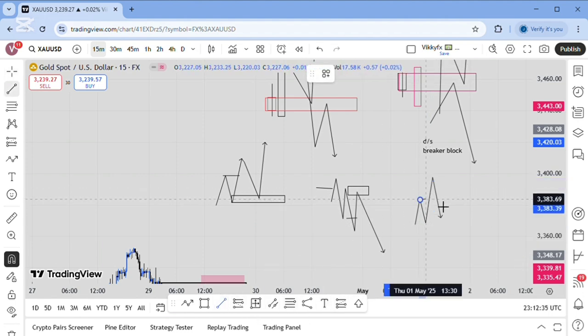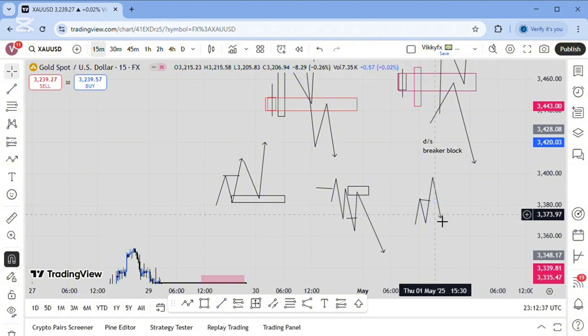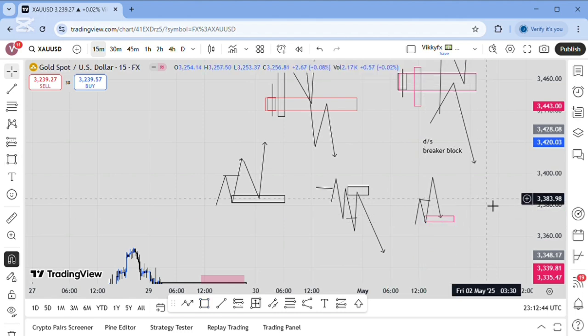This is a break of structure. So after the break of structure, now you can mark your zone, that is your demand zone for a buy. So there must be a break of structure.